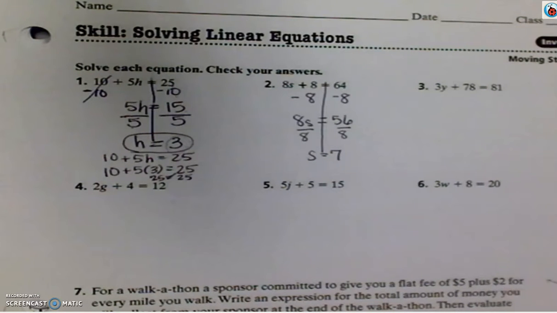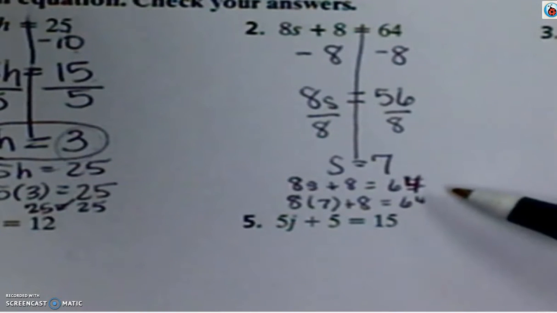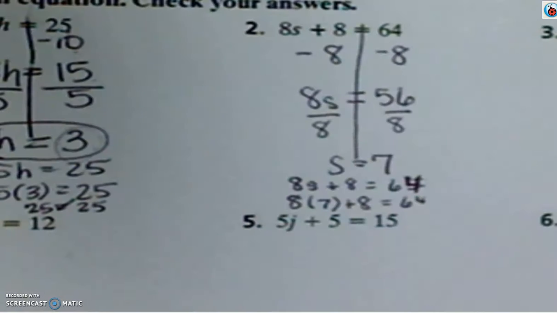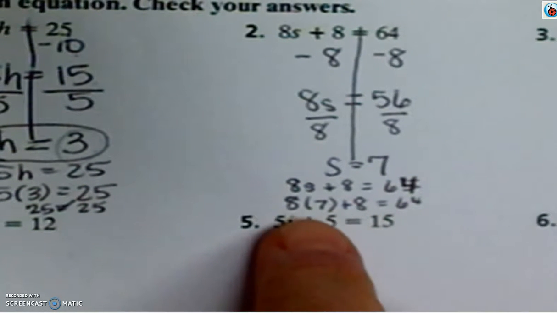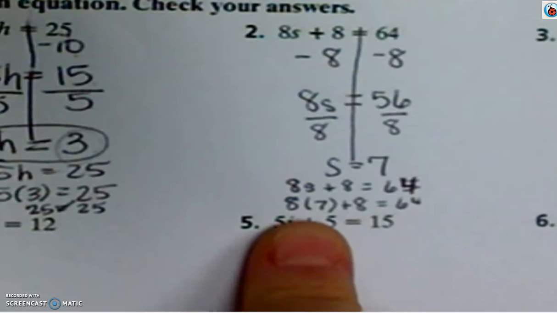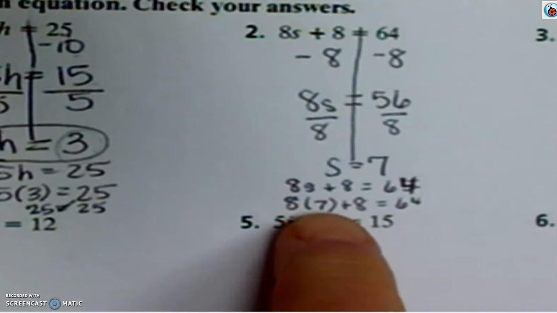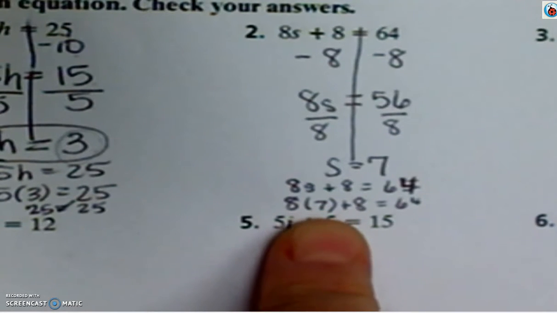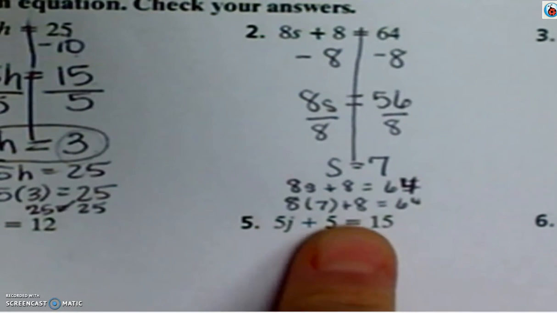So now I'm going to check it. In my check, when I substitute in my solution for my variable, then I would do the math over here on the side to make sure it equals 64. So 7 times 8 is 56, plus 8 is 64. So 64 equals 64, so this checks.